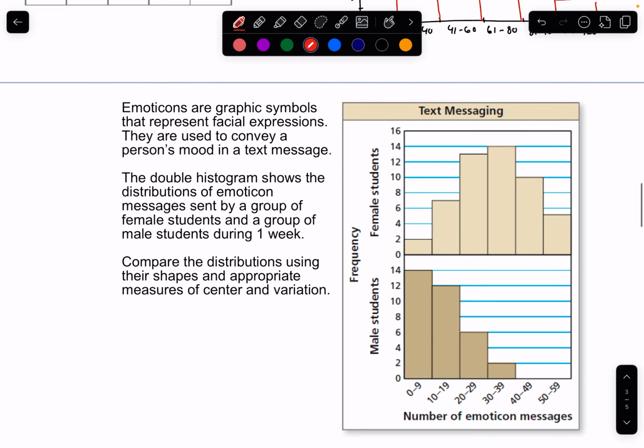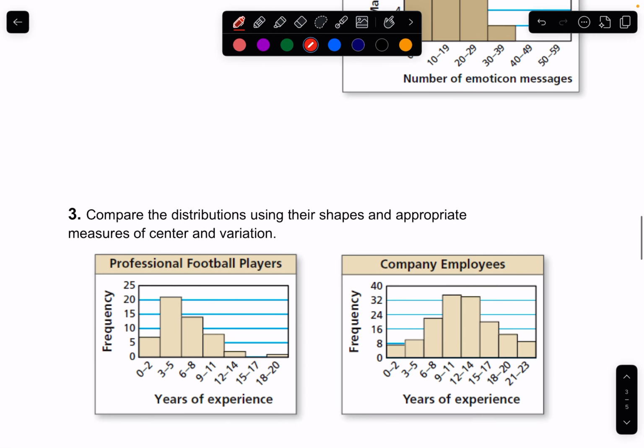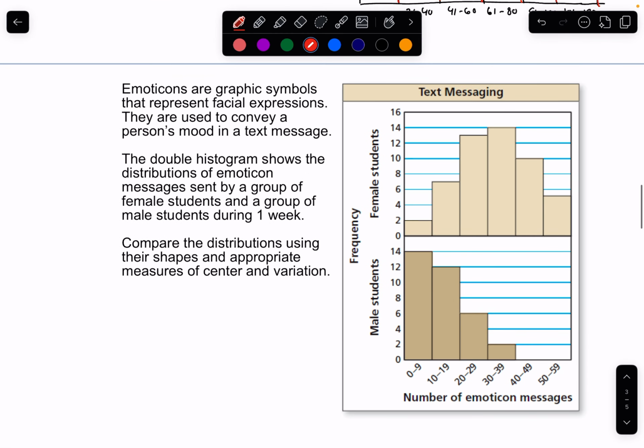All right. 2 more diagrams. We better go through these real quick. At least we don't have to draw them. The double histogram shows the distribution of emojis sent by a group of female students and a group of male students during 1 week. Compare the distributions and appropriate measures of center and variation.